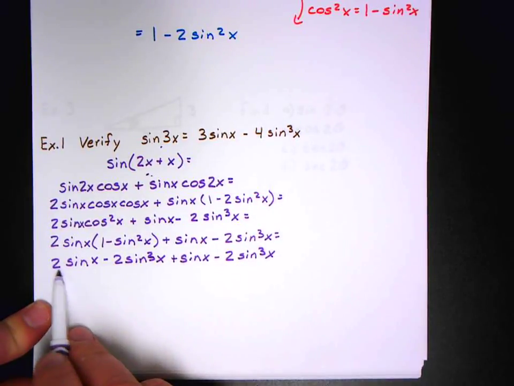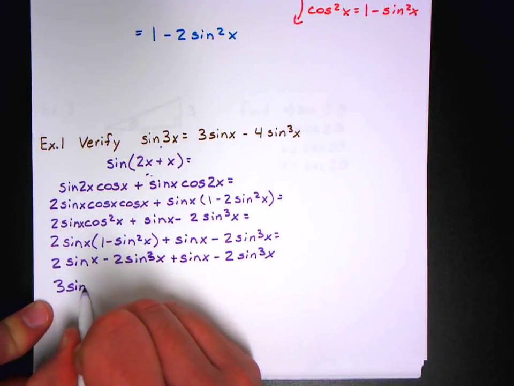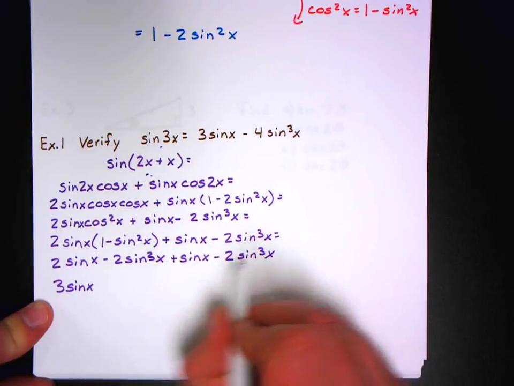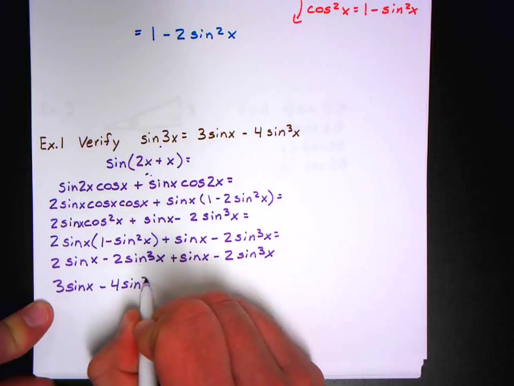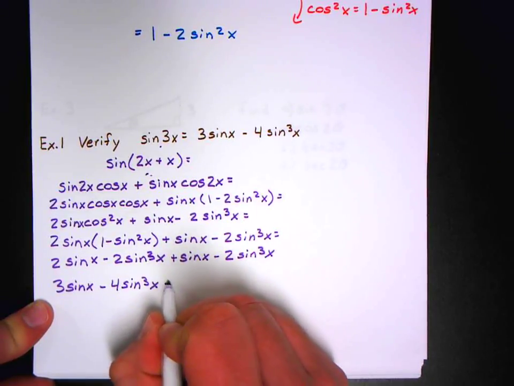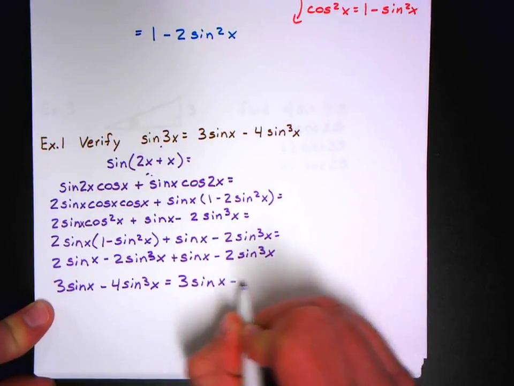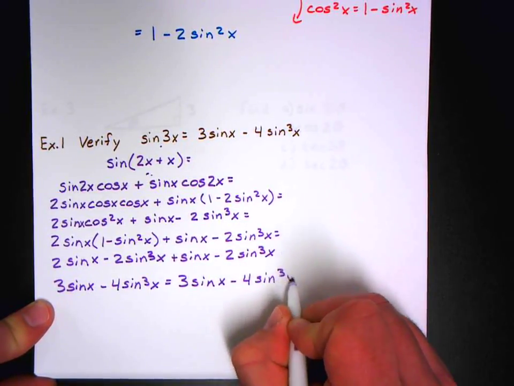Okay, then I have a 2 sine x plus a sine x, so that's 3 sine x. And I have a minus 2 sine cubed x and a minus 2 sine cubed x, so that's minus 4 sine cubed x, which is the same as the other side, which is what I was looking for.